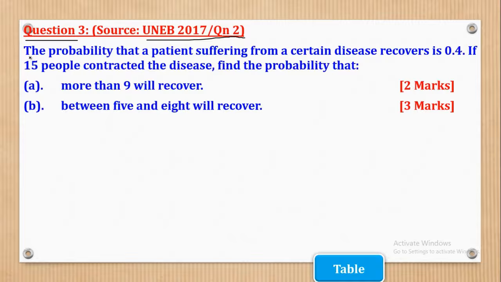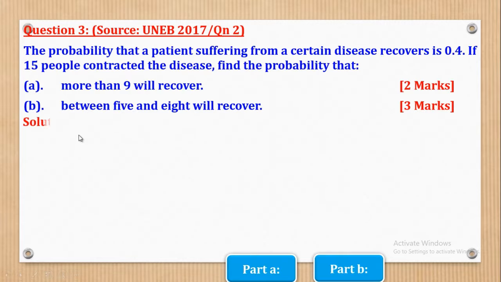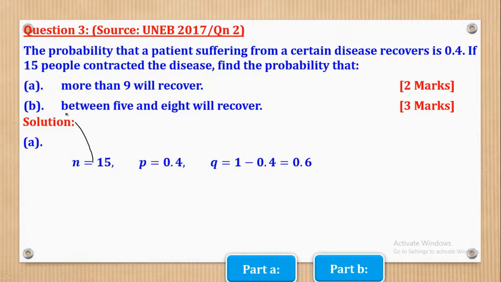And it says, the probability that a patient suffering from a certain disease recovers is 0.4. If 15 people contracted the disease, find the probability that A, more than 9 will recover, and B, between 5 and 8 will recover. Now this is a binomial with n trials, which is 15, p is 0.4, and q is 1 minus p, which is 0.6.